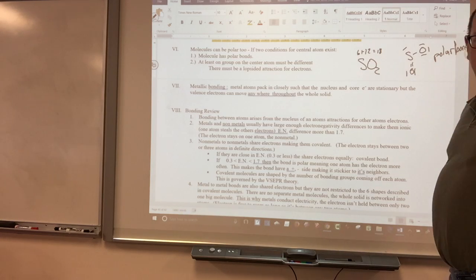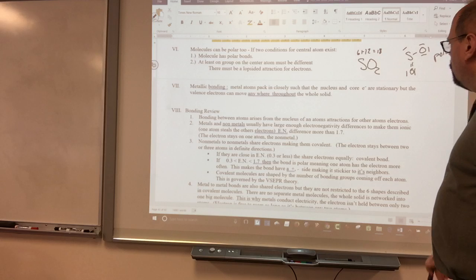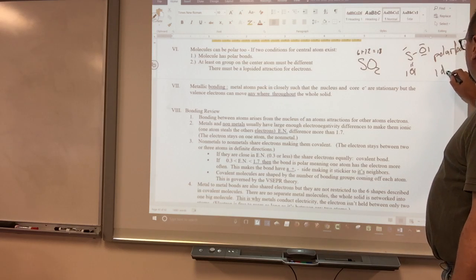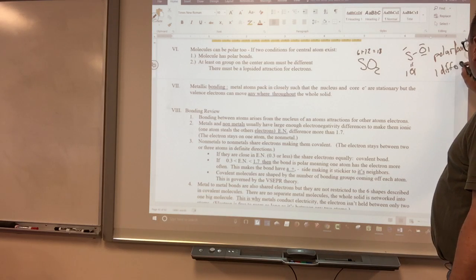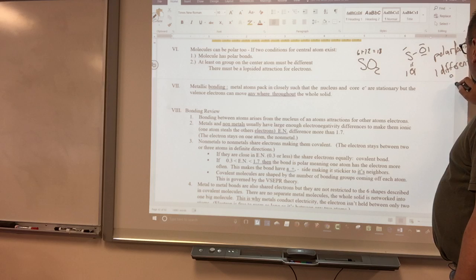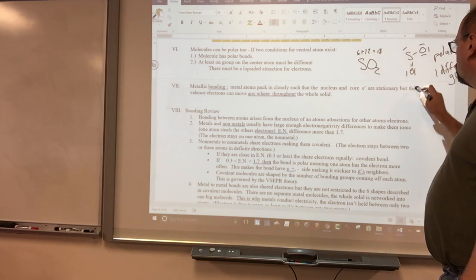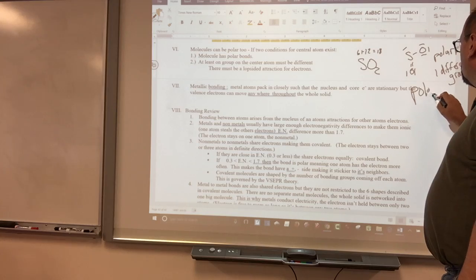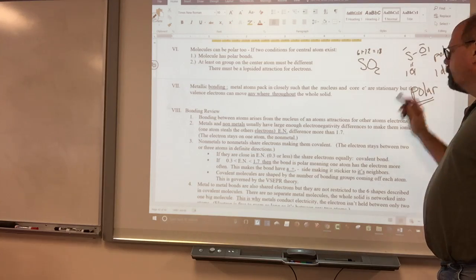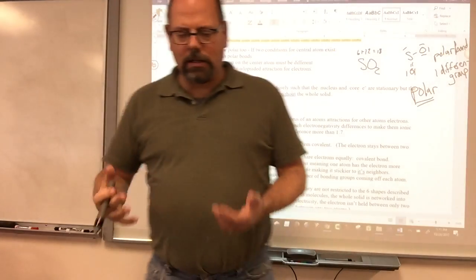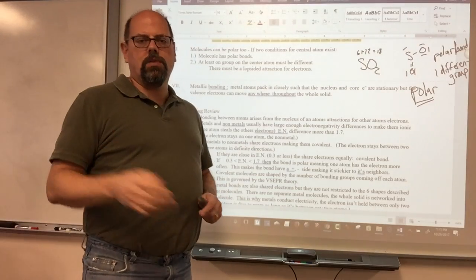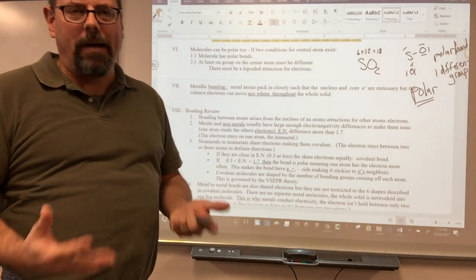And does the center have the same atoms around it? No. So there's one different group, which is all you need. So SO2 is polar. Okay? So you're looking for, after you're said and done, does it have a polar bond somewhere and is at least one group different from the others, and then the molecule's polar.